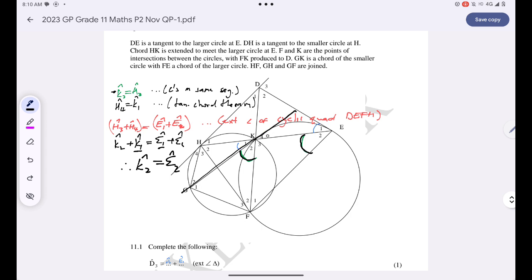So I can therefore conclude that GK is a tangent. Why? Because of the tan chord theorem. GK is a tangent. Are you together? Why? Because there's a tan chord theorem, I have K2 being equal to E2.